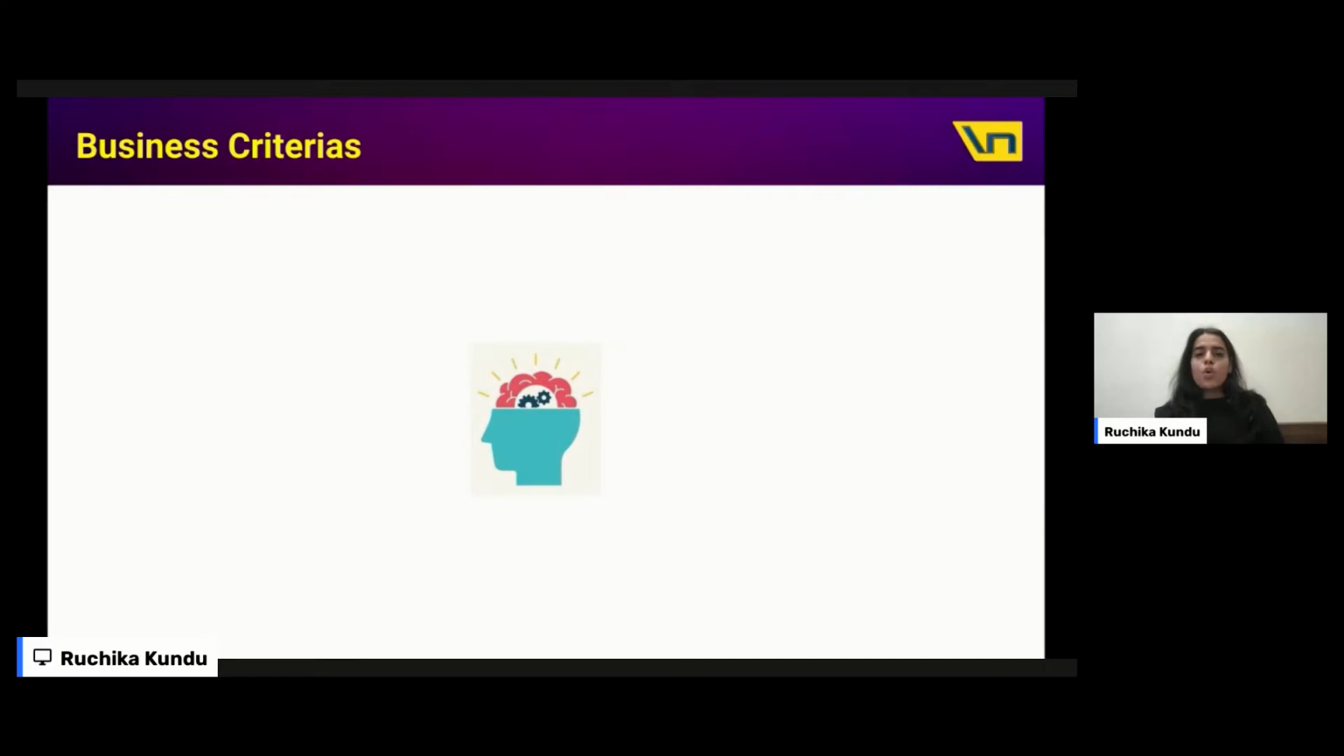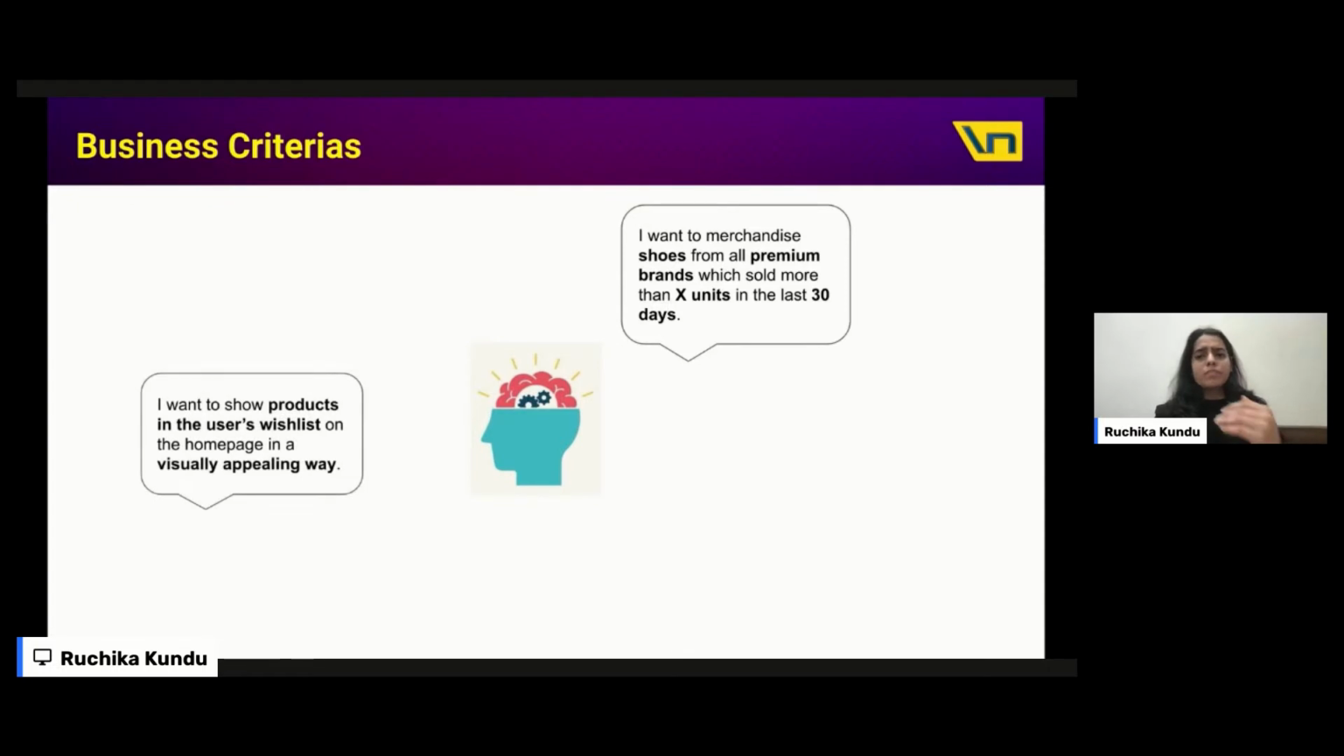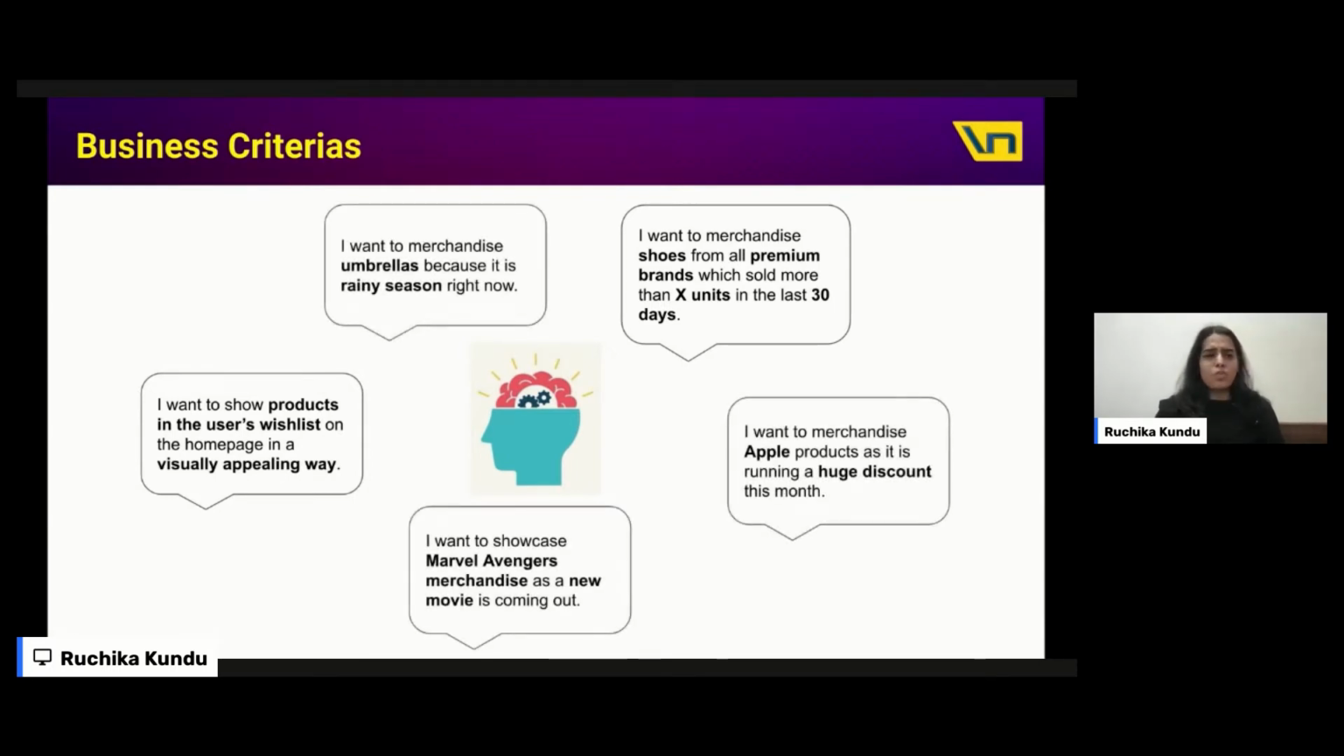For instance, one: I want to merchandise shoes from all premium brands which sold more than X units in the last 30 days. Another one could be I want to show products in the user's wish list on the home page in a visually appealing way. Similarly, there are many other stories based on price, discounts, trends, as you can see on the slide.